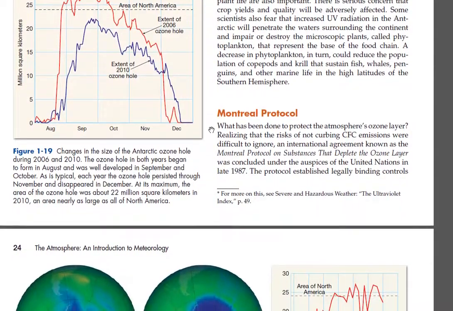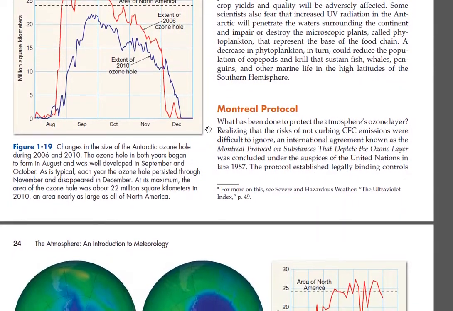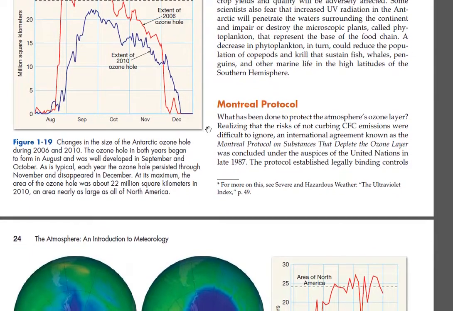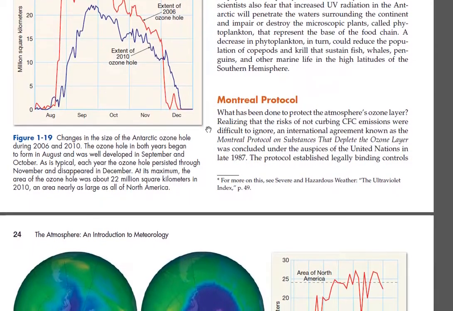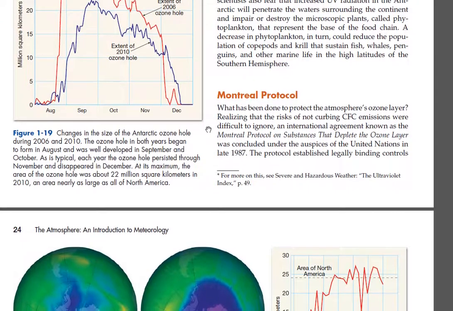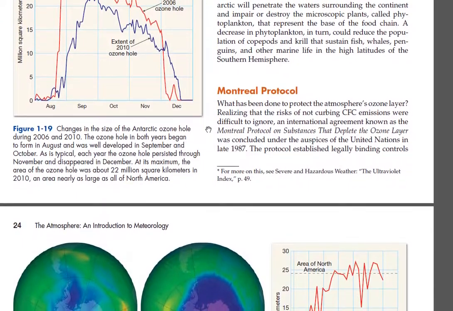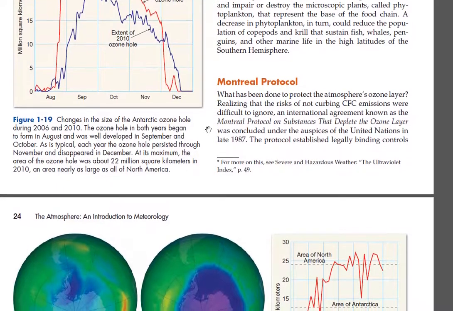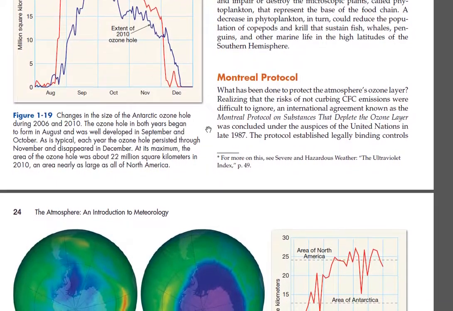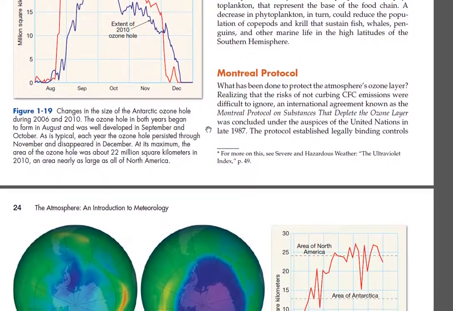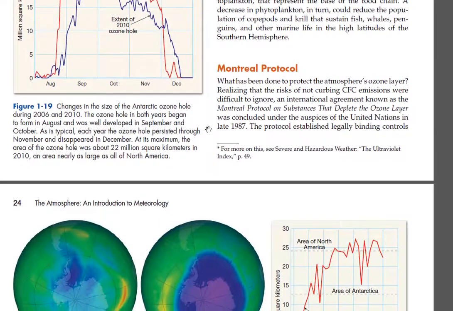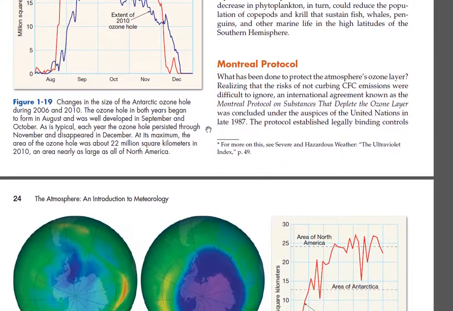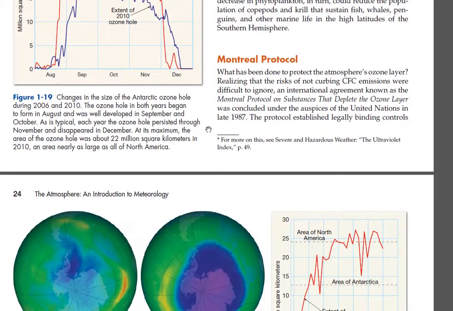Montreal Protocol. What has been done to protect the atmosphere's ozone layer? Realizing that the risks of not curbing CFC emissions were difficult to ignore, an international agreement known as the Montreal Protocol on Substances that Deplete the Ozone Layer was concluded under the auspices of the United Nations in late 1987.